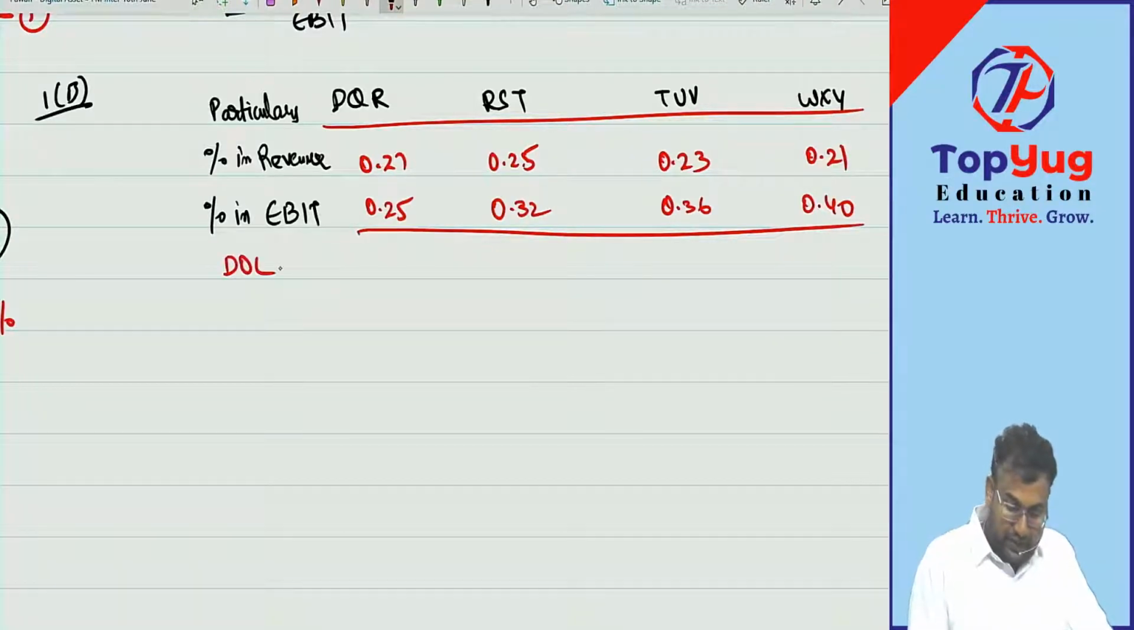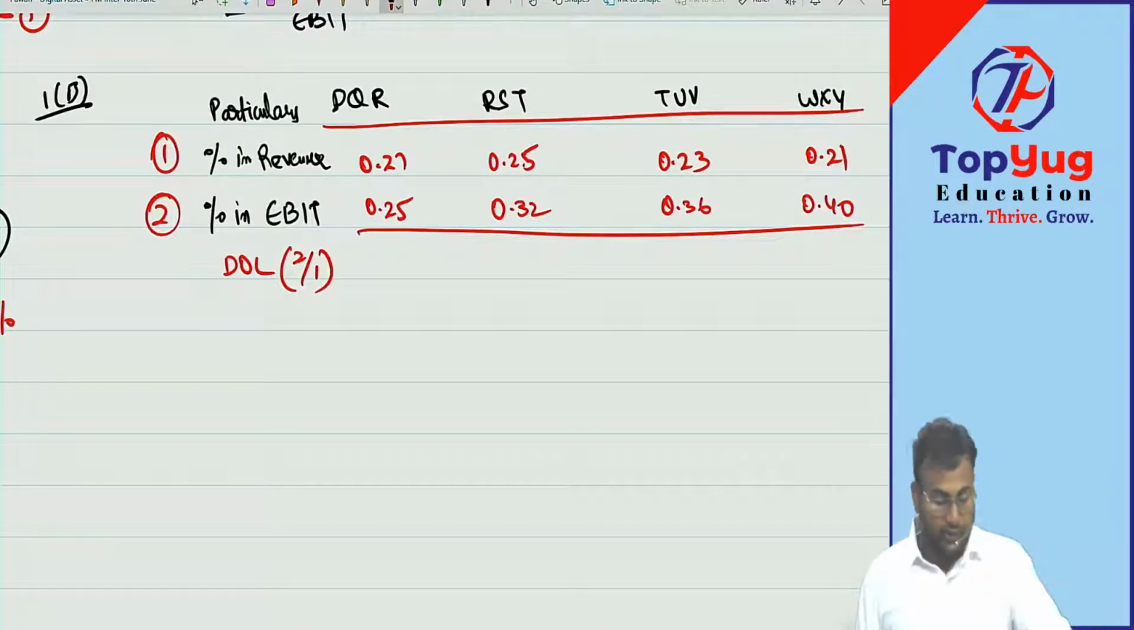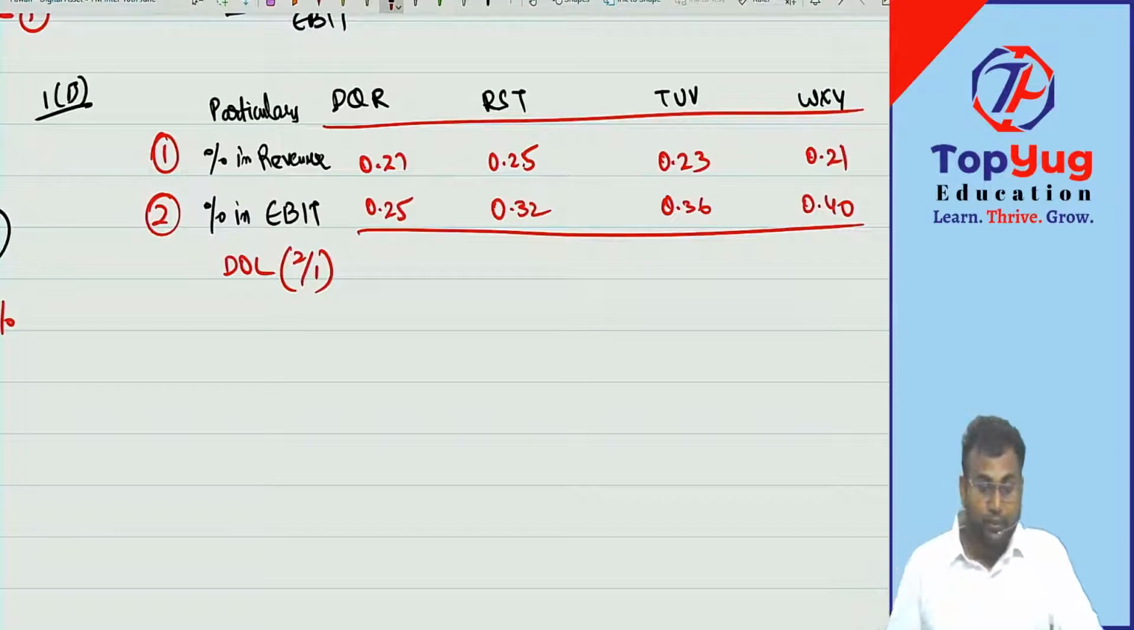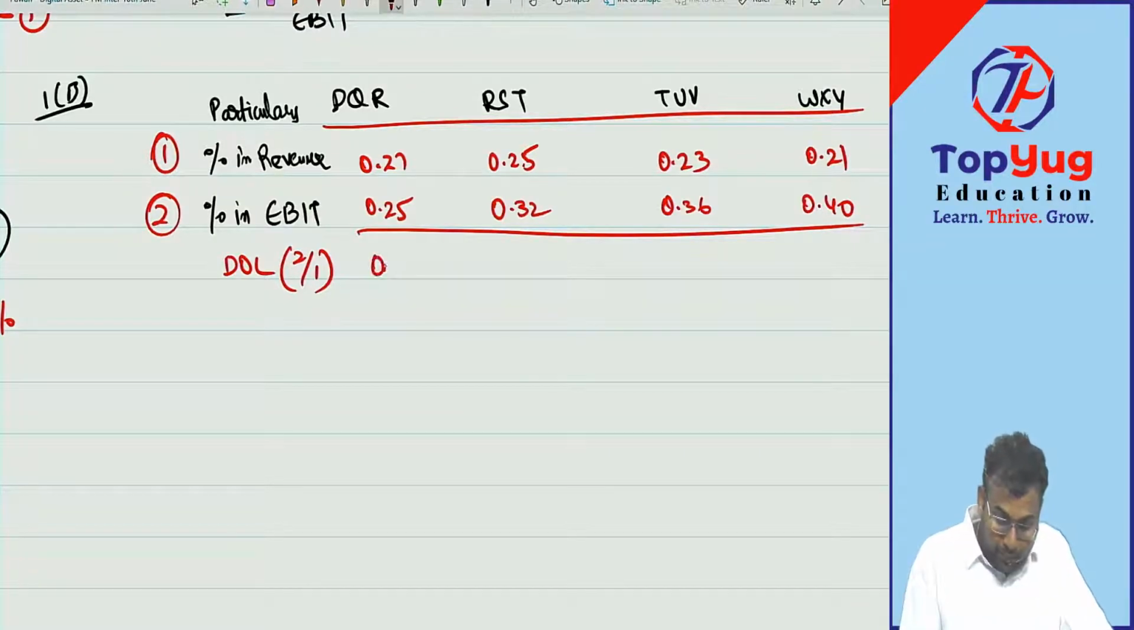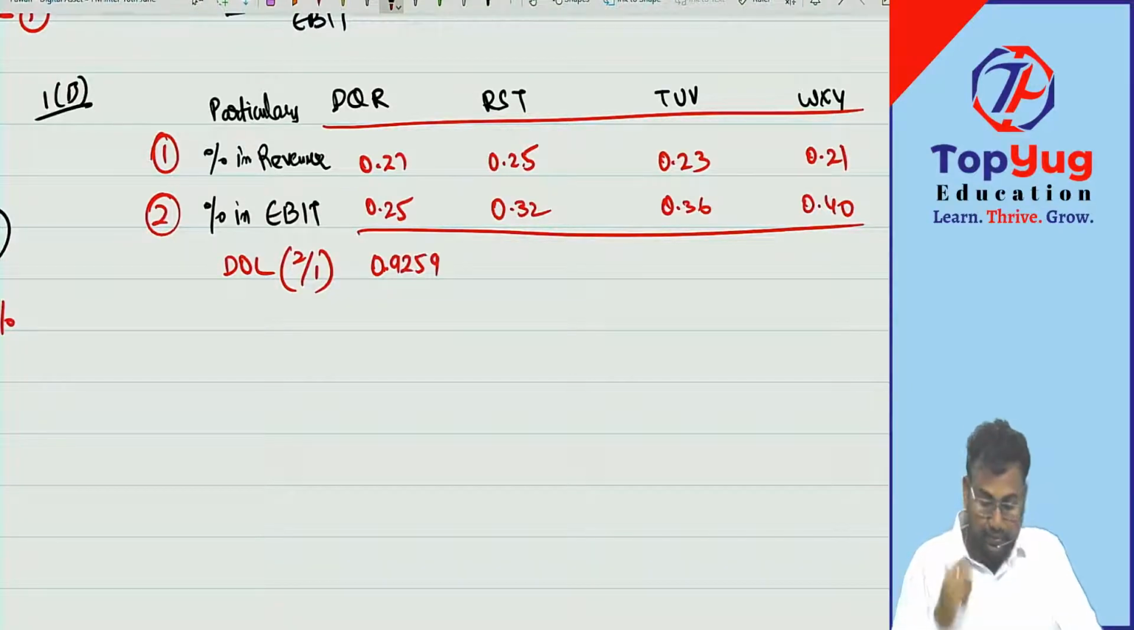So degree of operating leverage, can I say it is 2 by 1? If I name this as 2 and this as 1, how much will it be, sir? 0.25 divided by 0.27. How many decimals? Let us take 4 decimals. 9259.